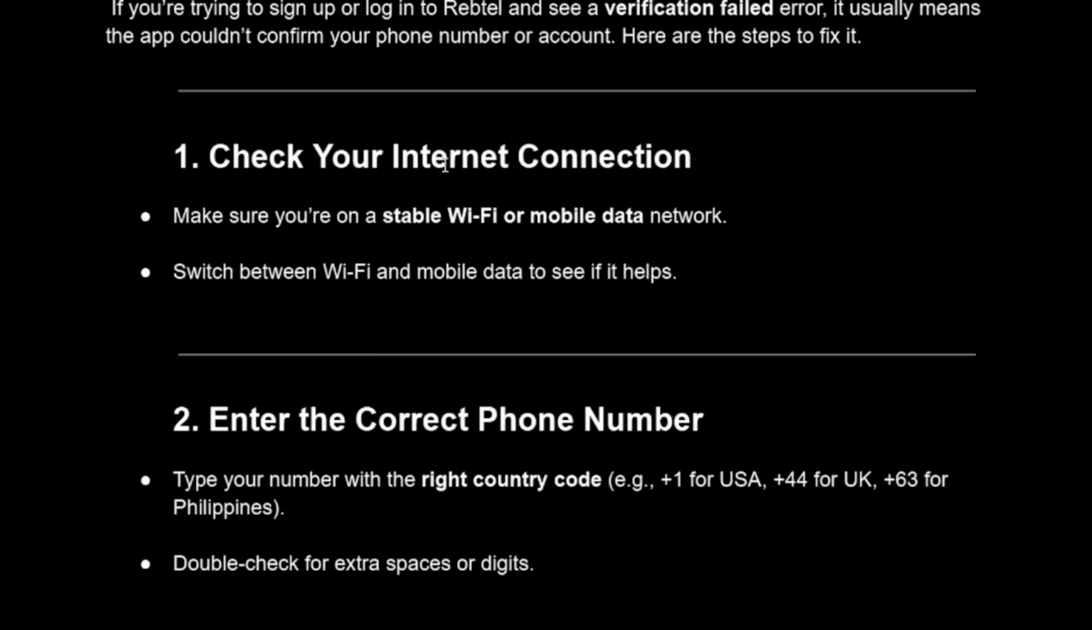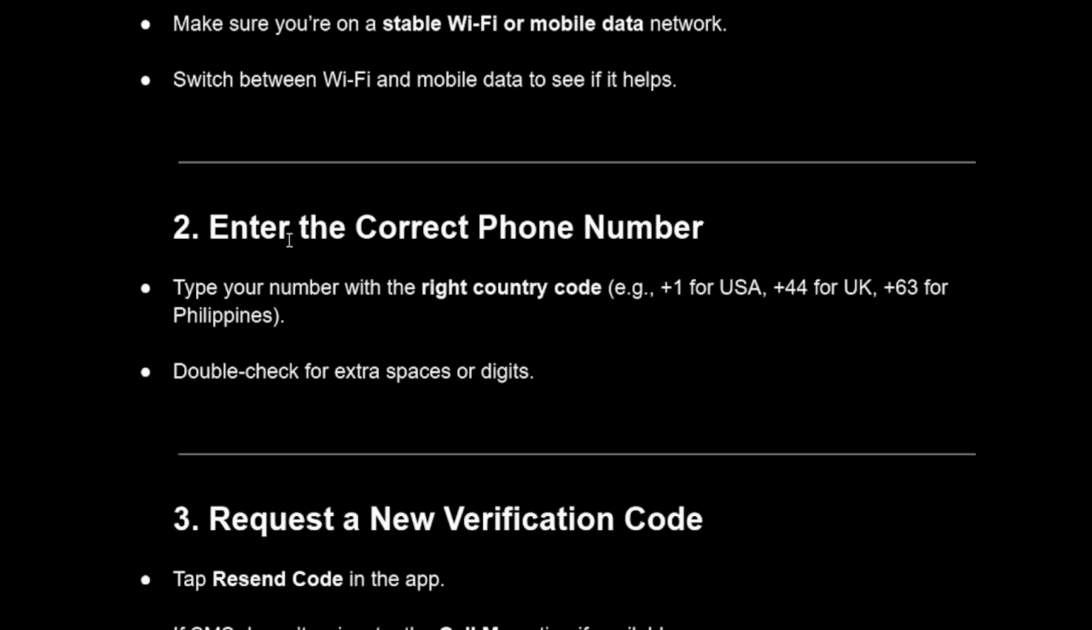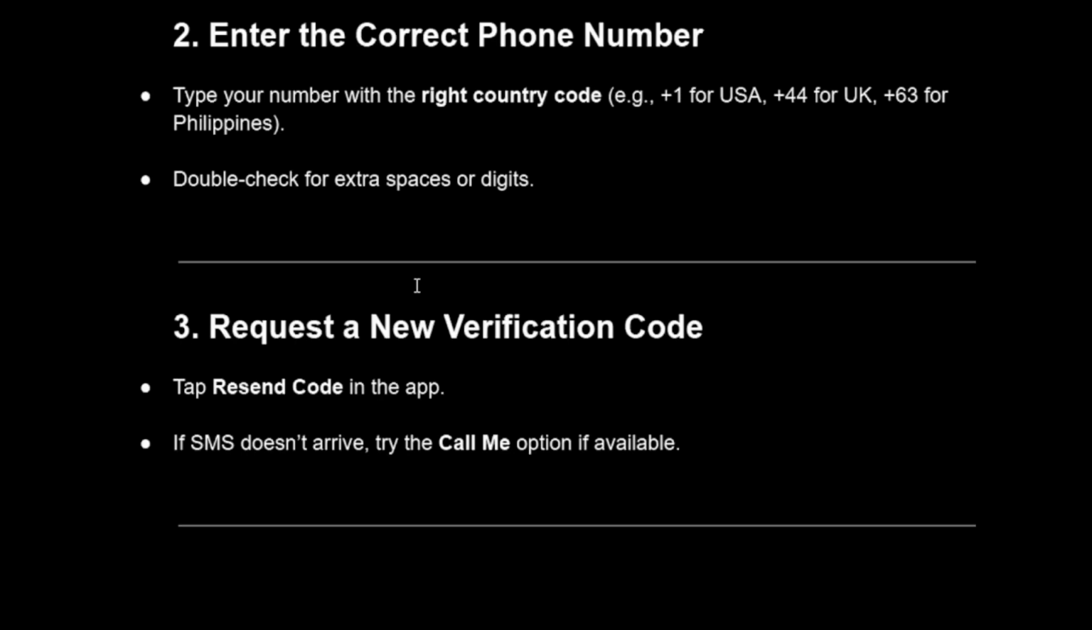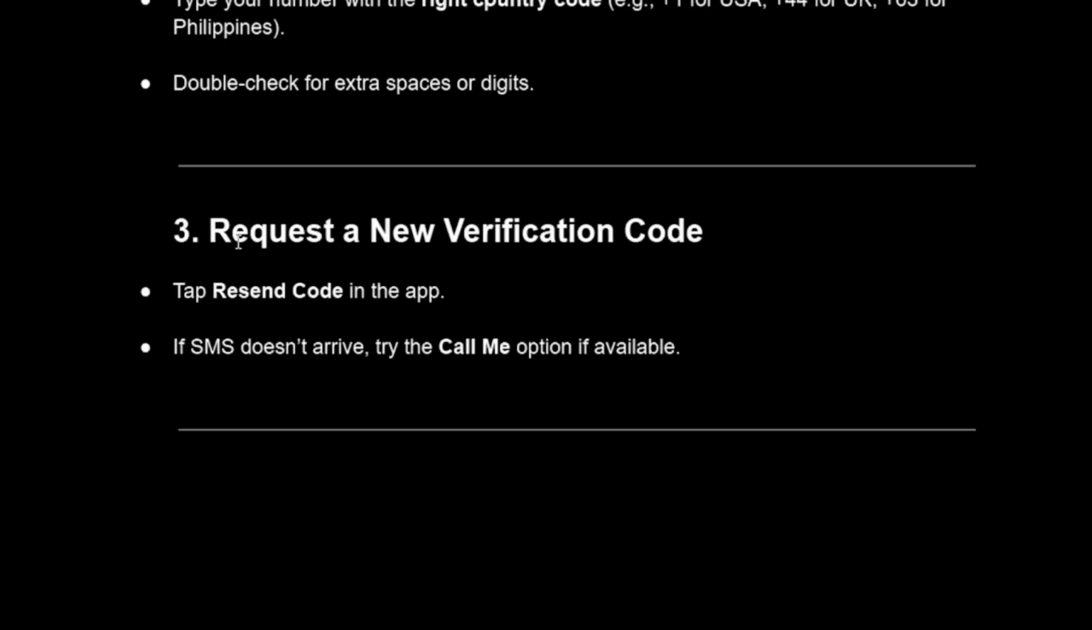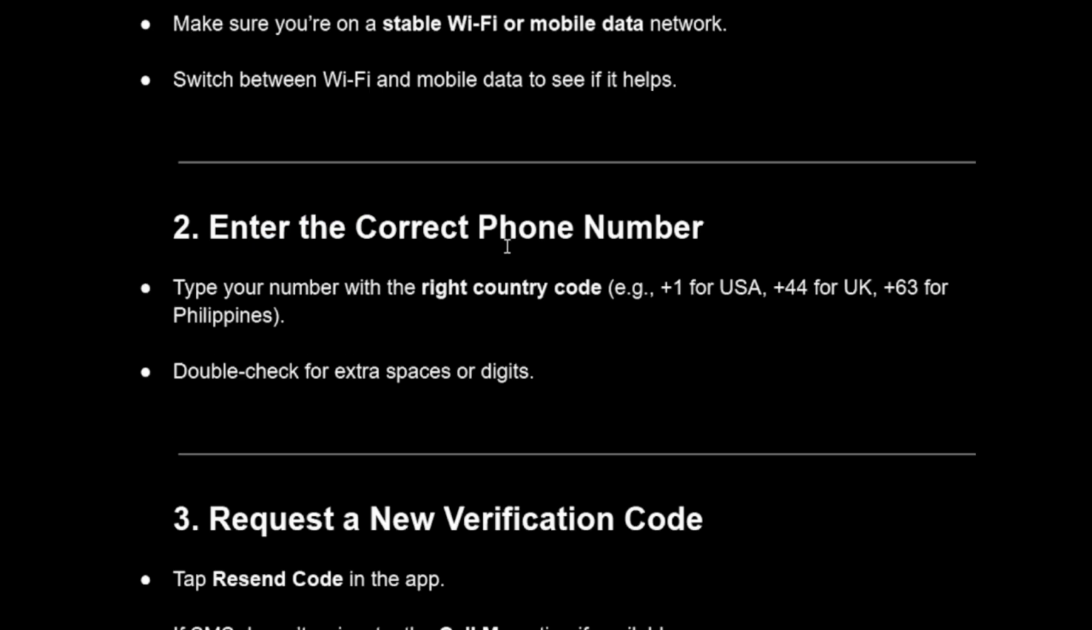So first, you can check your internet connection, make sure it's stable, then enter the correct phone number. So make sure it's correct. There are no mistakes, since a single mistake can alter the result. So you can then request a new verification code if the first one didn't work.